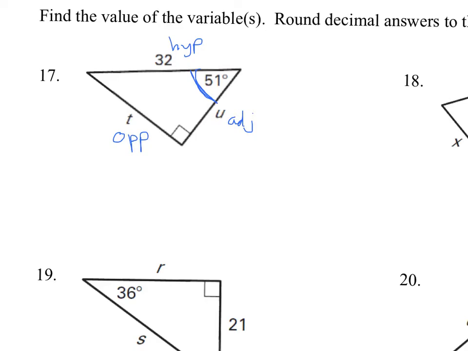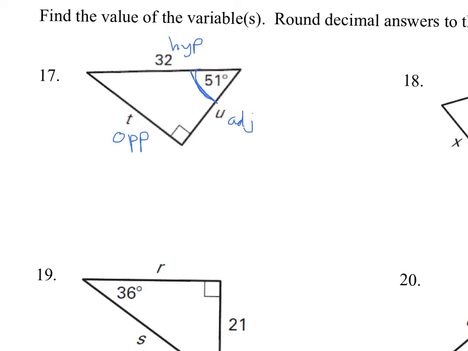All right, now you would not want to do tangent here. Here's why. Tangent is opposite over adjacent. And we don't know what the opposite is, it's just t. We don't know what the adjacent is, it's just u. And you're not going to be able to solve an equation that has two unknowns in it. So we won't do that. What we'll need to do is use 51 degrees. We'll need to use the hypotenuse 32, and then either one of these, just one at a time.